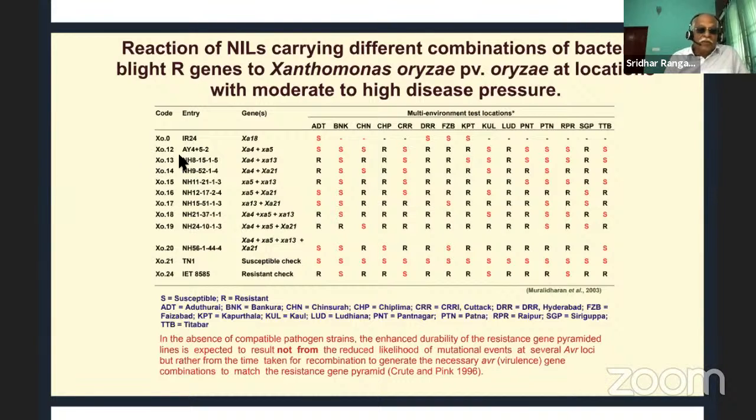But again, it depends upon which gene. Certain gene combinations in 1 or 2 places are susceptible, whereas even 3 or 4 gene combinations, as you go down the table, are also susceptible in this. This is with reference to Xanthomonas oryzae pathovar oryzae, causing bacterial leaf blight. The same pattern occurs with reference to blast disease also, caused by Magnaporthe oryzae or Pyricularia oryzae. And the same situation arises.